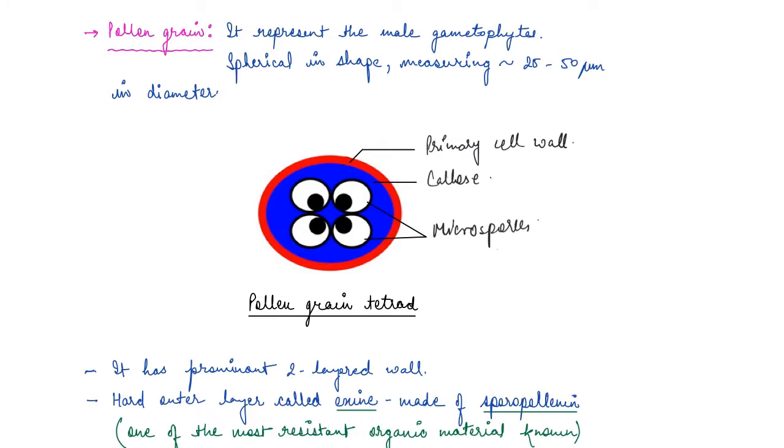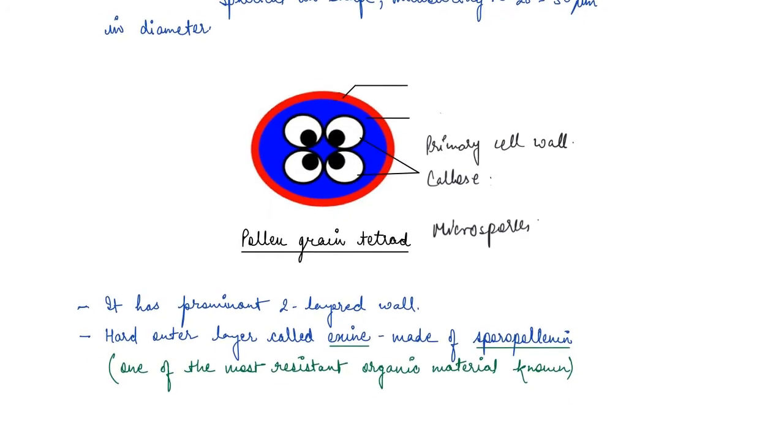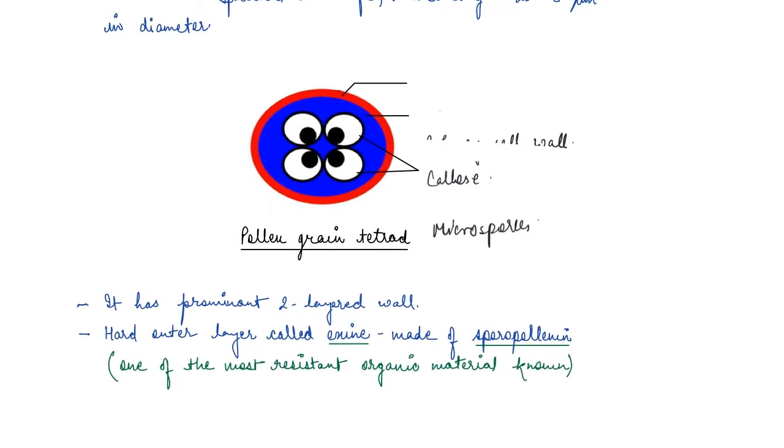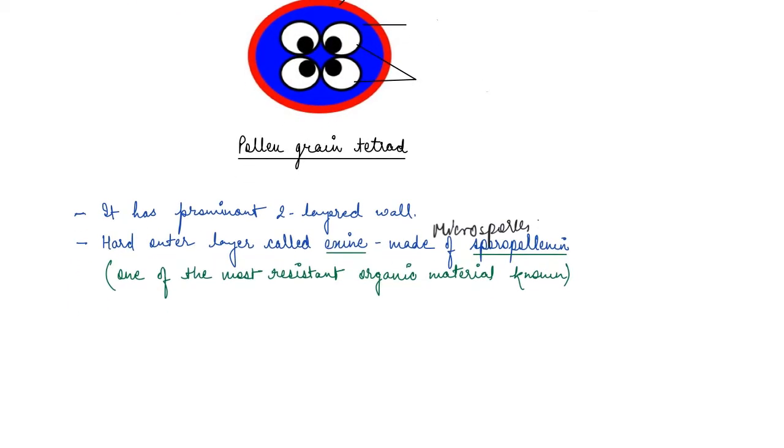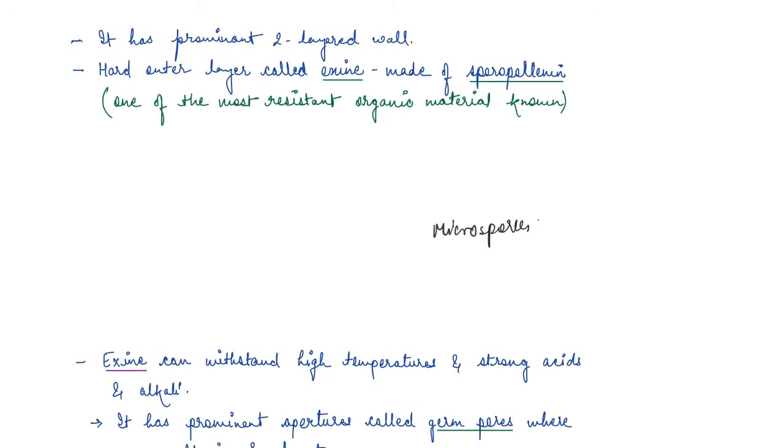Okay, so inside is the pollen grain, right? Now, this pollen grain has a hard outer covering, which is exine, which is made up of sporopollenin. Now, sporopollenin is known to be one of the most resistant organic materials. Remember that it is known to be one of the most resistant organic materials, right?